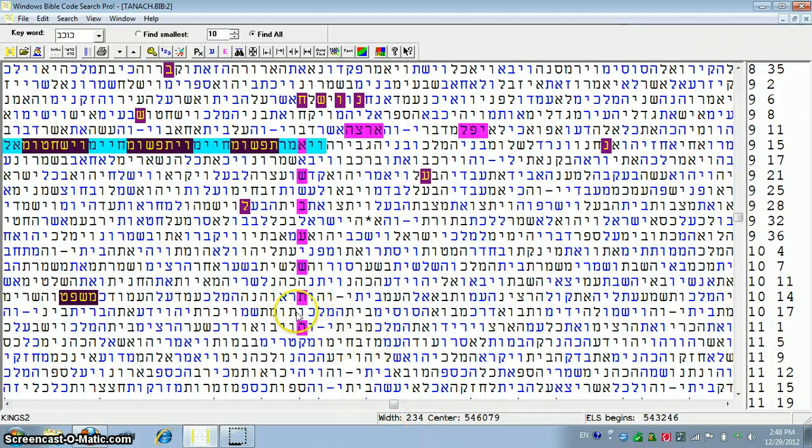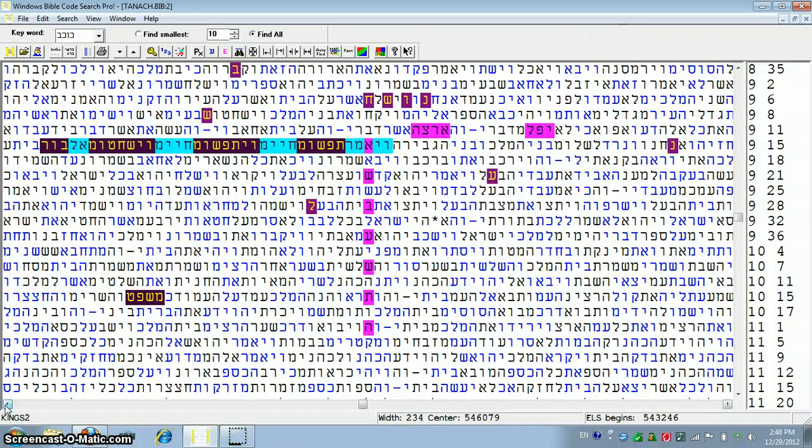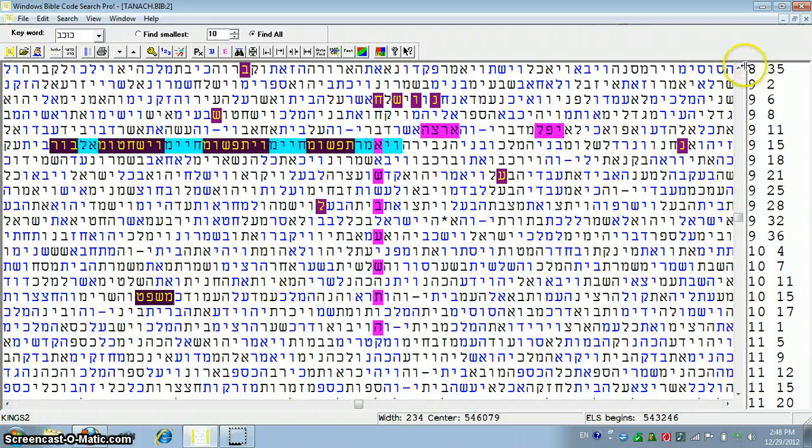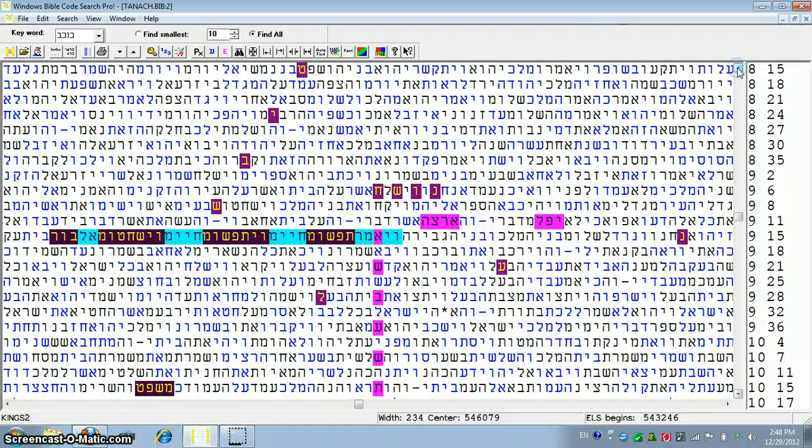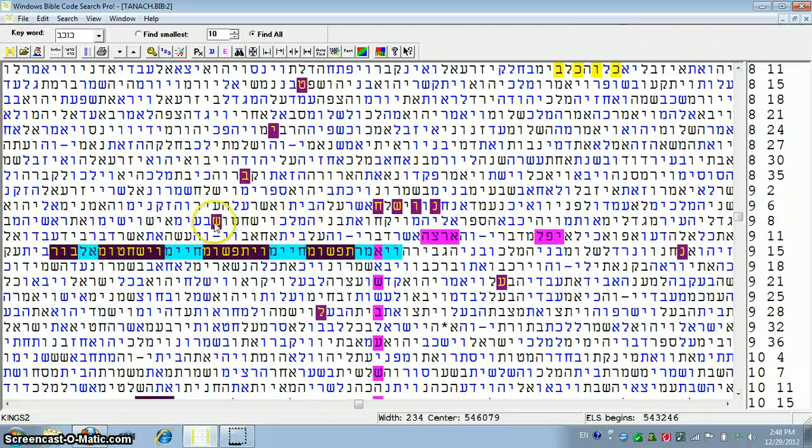I have a row skip of 1, and I've already got a few words started just to get the ball rolling. Here we have the word comet. Up at the top we have star, and written backwards we have the month Cheshvan, which is when the comet will appear. It will be in the sky.